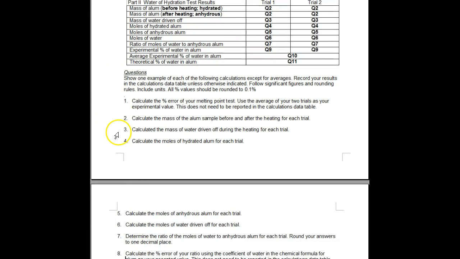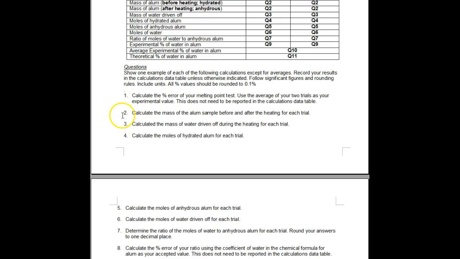4, 5, and 6 are taking your answers for 2, 3, and 4. Sorry. For 2 and 3, the mass of the alum before and the mass of the alum after, as well as the mass of the water, and figuring out what the moles are for each of those.